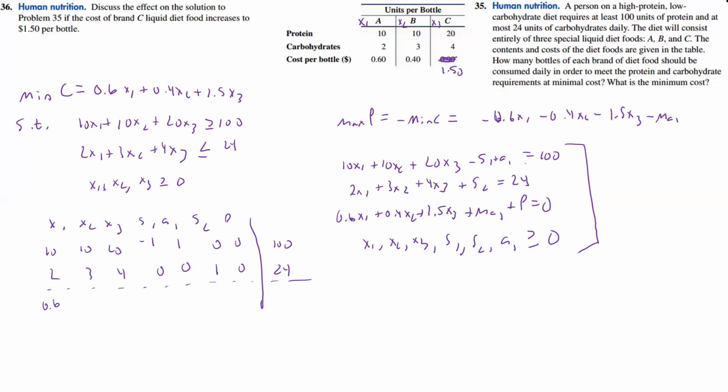I have the 0.6, 0.4, 1.5, a 0. Now my M's in the A column, then 0, then 1, and then 0. Again, I need to get rid of that, so I'm going to take a minus M times row 1, and then plus row 3, and that's my new row 3. All right, so now with that said, I can make my initial tableau.